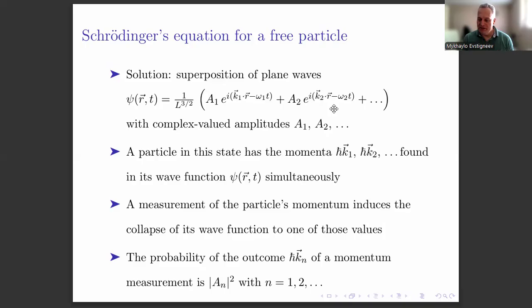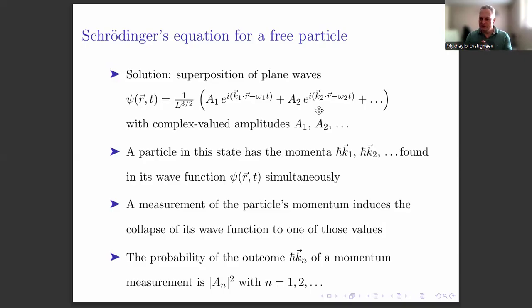And when you perform this measurement, you will get only one of these momentum values, which is h bar k1, h bar k2, h bar k3, and so forth. Only one of this set of values, which is found in the original wave function. But before the measurement, all these values are present in the wave function. In a sense, the electron moves simultaneously to the right and to the left. It has all possible momentum values which are encoded in its wave function. But a measurement will reveal only one of those values.